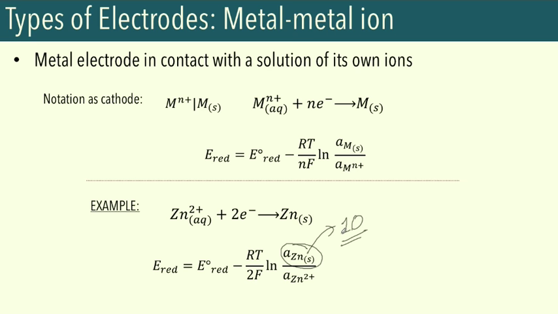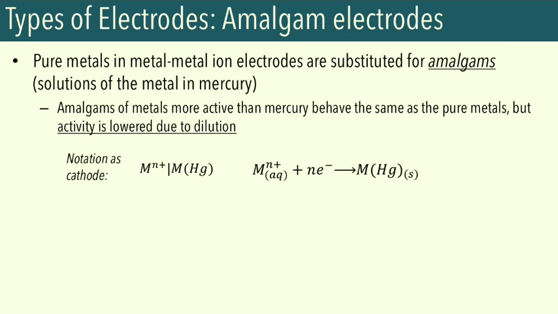So an amalgam is actually just a solid solution of the metal in mercury, okay? So instead of using the pure metal in a metal-metal ion electrode, we could substitute the pure metal with an amalgam, okay? So the advantages of this is that our amalgam electrode becomes more readily reversible, and you also get more satisfactory reproducible results since the main problem with metal-metal ion electrodes is the issue of impurity. But since we diluted our metal in mercury, the dilution of the metal also results in the dilution of impurities, okay? So overall, amalgam electrodes tend to be a little bit more reproducible, okay?